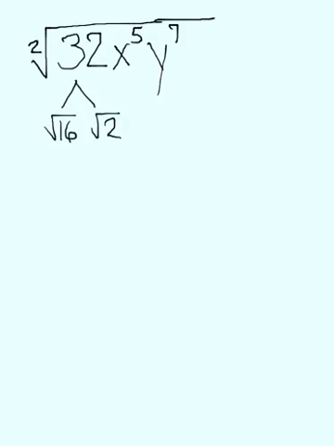16 times 2 is 32. So 32 breaks down into square root of 16 and square root of 2. Of those two things, which one's a perfect square? What one simplifies easily? The 16 simplifies to be not square root of 4, just 4. Like when you do the square root of 16, you'll get a regular 4.